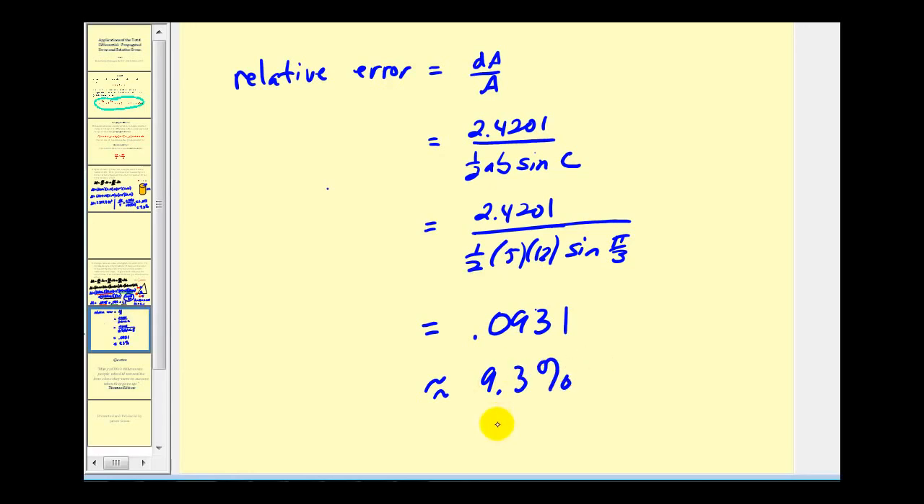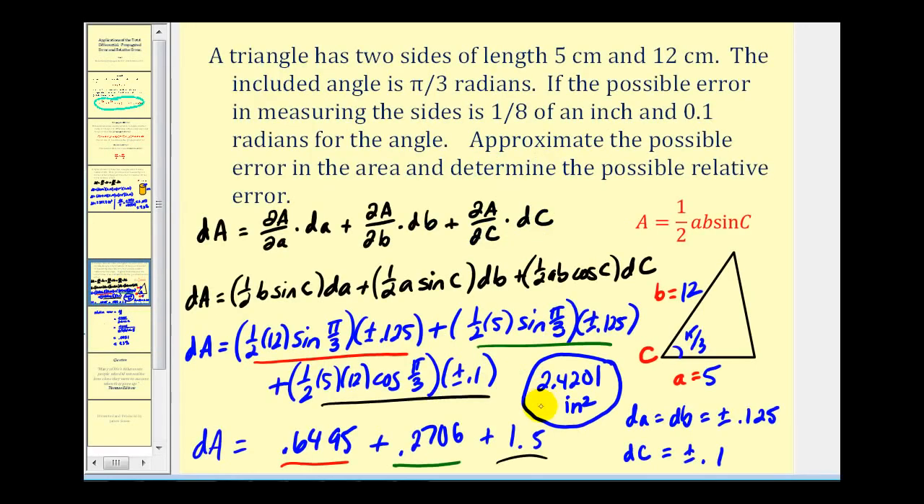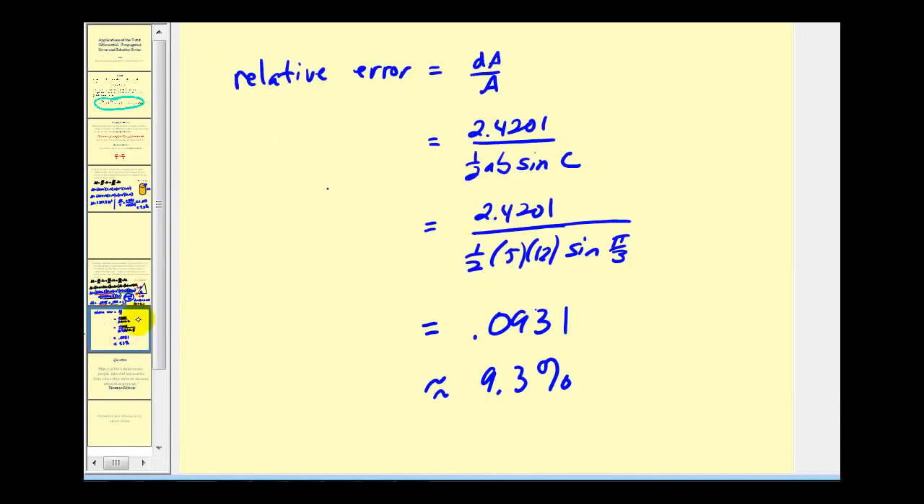As you can see, it's pretty valuable to determine the relative error, because if we said the area was going to be off by as much as, I forgot the plus or minus here, approximately 2.4 square inches, that doesn't seem like a big deal, but compared to what the area really should be, 9.3% seems like quite a bit of error for this situation.